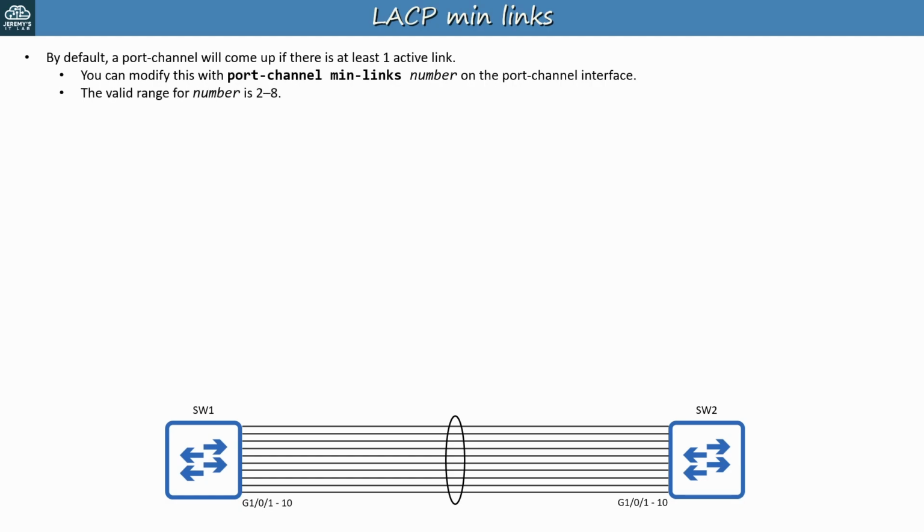The valid range for the min-links command is 2 to 8. Currently, we have the same 10-link EtherChannel between Switch 1 and Switch 2.